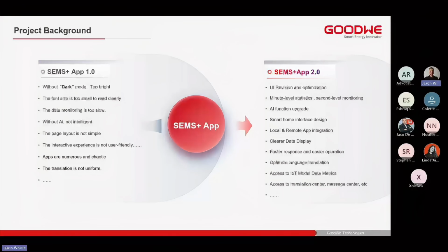So some of the areas where we have upgraded from the previous generation of the app are things like our AR functionality upgrade, smart home, interface design, so a new look and feel for the app, local and remote app integration, and then most importantly, our access to IoT model data metrics, and then the all-in-one bundle that we've got. So I'll show you on the next slide what I mean.